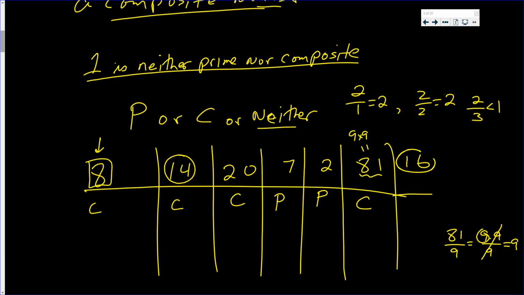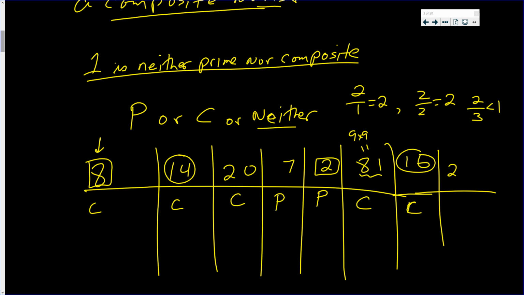16, it's an even number. It is composite because 2 goes into it. So does 4, so does 8. But 2 goes into every even number. Any even number other than 2, if I say 24, it's an even number, 2 goes into it.